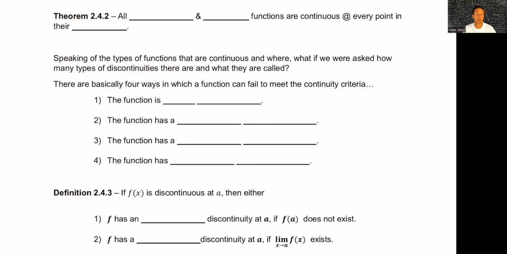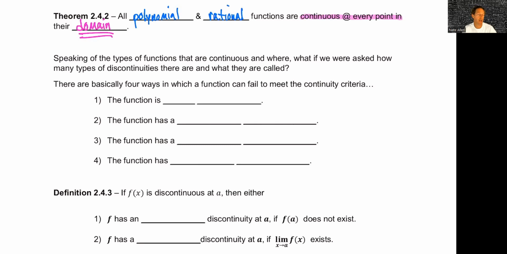So let's try to streamline this and see if we can't put together some definitions and theorems that we can then utilize throughout whenever we are asked questions that concern limits and/or now continuity. Theorem 2.4.2 says all polynomial and rational functions are continuous at every single point in their, what do you think? See if you can fill that out before I do. Correct answer was domain. That means wherever it is able to be evaluated, then we should be able to know that it is continuous there.